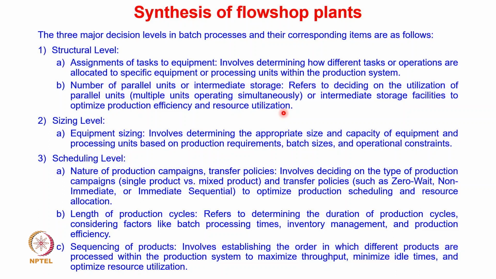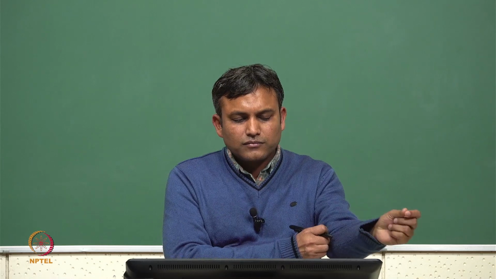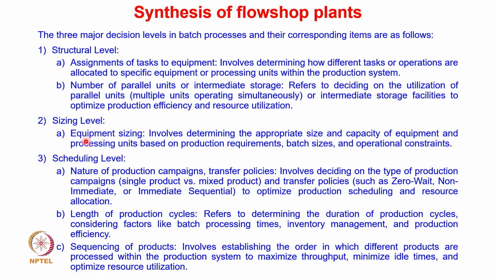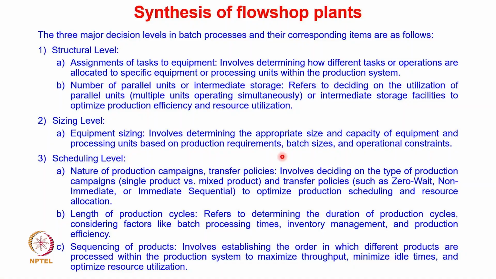Then the next one: once these decisions are made, based on that we can calculate the batch size. Once the batch sizes are there, we go for the equipment sizing. In this case, we determine the appropriate size and capacity of the equipment and processing units based on the production requirements, batch sizes, and operational constraints. In the same way that we calculated the size of the vessels in the illustrative examples, we can calculate the size of different equipment required in different stages based on the batch sizes, different constraints, and production requirements. The next is the scheduling level.